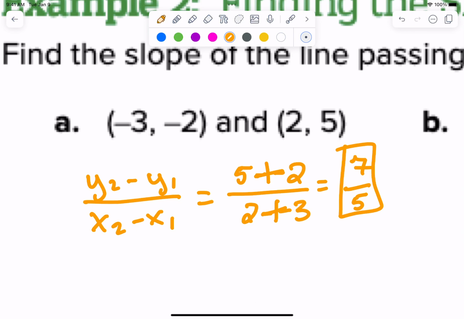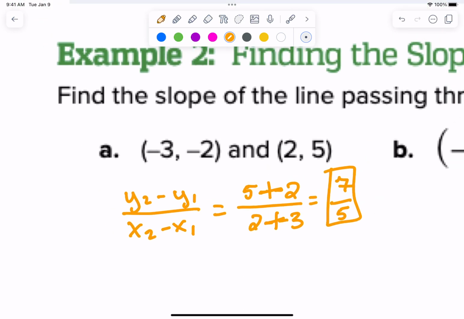Don't change it to an improper fraction. We always want our slope to be a fraction, even if it's improper. So 7 over 5. Got it? Good?